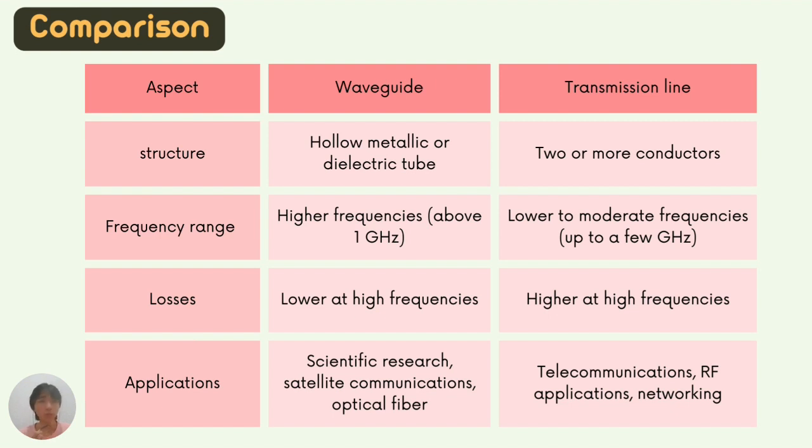And as a conclusion, I made a comparison between the waveguide and transmission line in terms of their structure, frequency, loss, and also the applications in the table. So yeah, the most important part is the frequency range and loss of these two structures. We know the waveguide operates at higher frequencies, and the transmission line operates at a lower frequency range. And the waveguide has a lower loss at higher frequency compared to the transmission line.